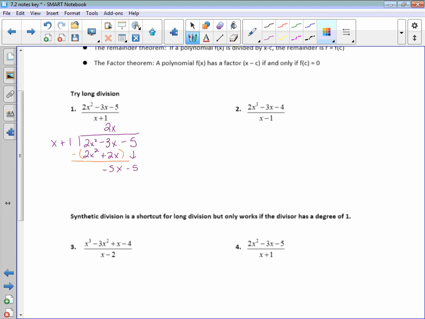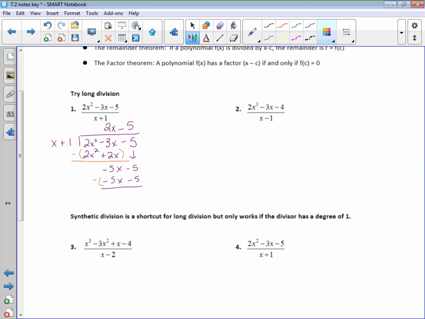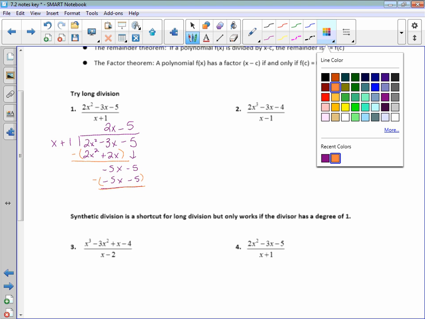All right, then we start over. What do I take x times to get negative 5x? Negative 5. And then I multiply again, so that's going to give me negative 5x minus 5. And then I subtract again. All right. What do I get after I subtract? 0.